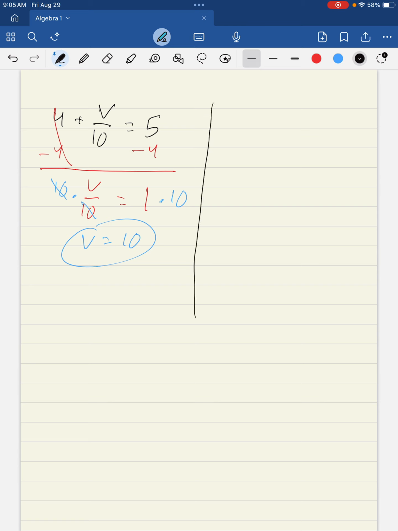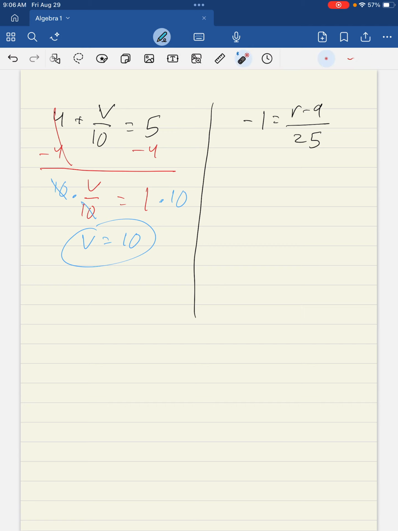Let's do, this is a sneaky one. You guys ready for it? Okay. Negative 1 equals r minus 9 over 25. Now, where is the variable term? Because in the past, we've had things like this, where the number is being clearly acted on by a division or multiplication situation. Over here, things are different because this whole thing is being acted on by a divide by 25, but we also have a minus 9.